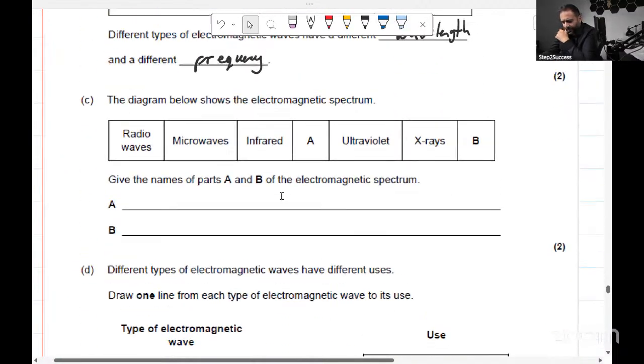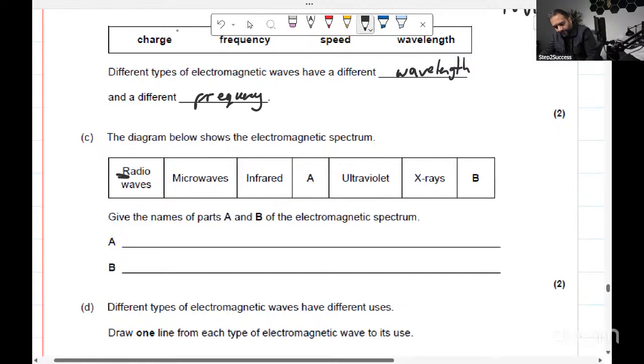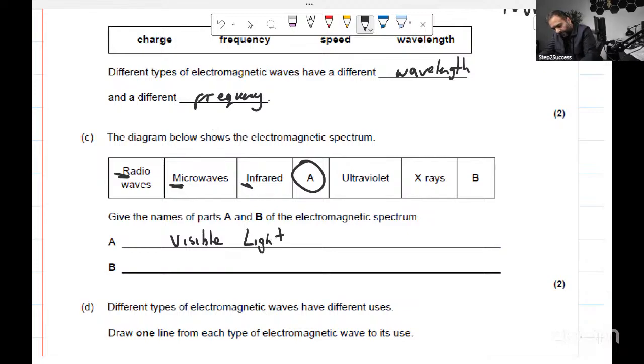These names, you want to try and remember this in order. Radio, microwave, infrared. Visible light is the one in the middle. And then it goes ultraviolet, X-ray, and gamma at the end. You should learn that.